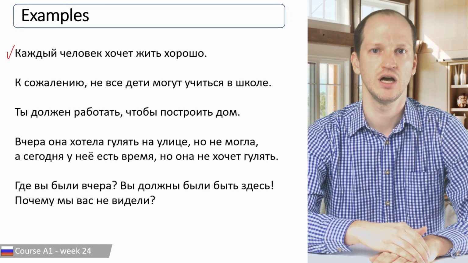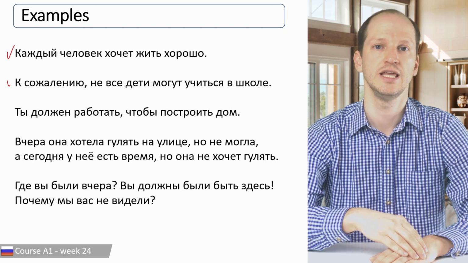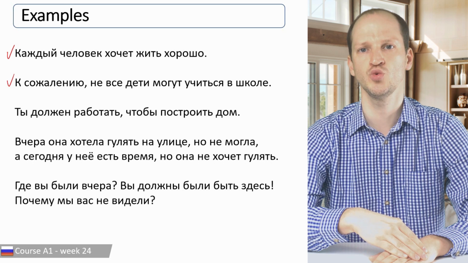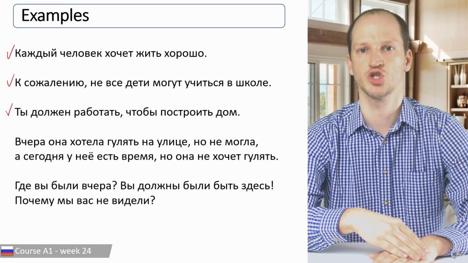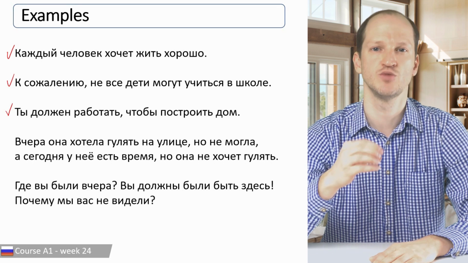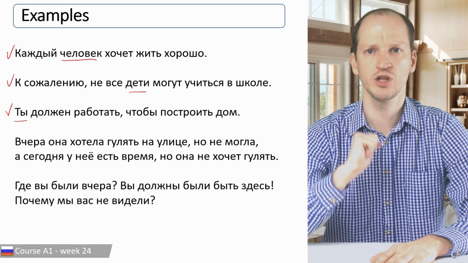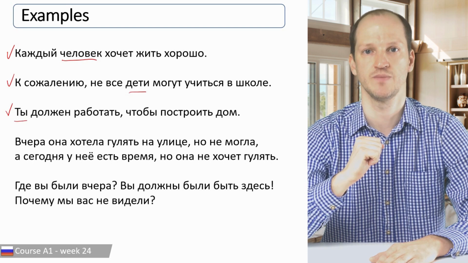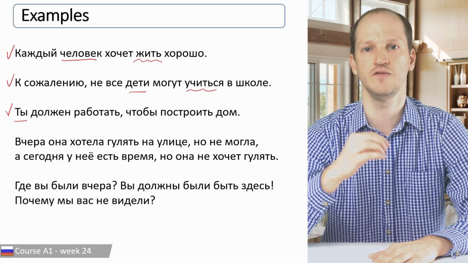Каждый человек хочет жить хорошо. К сожалению, не все дети могут учиться в школе. Ты должен работать, чтобы построить дом. In the sentences we have subjects человек, дети, and ты. Modal verbs are synchronized with the subjects, and all verbs that represent real actions are provided here in infinitive forms.